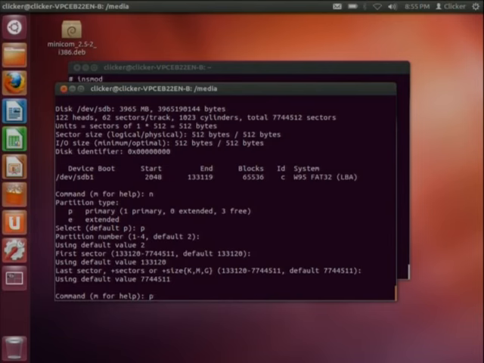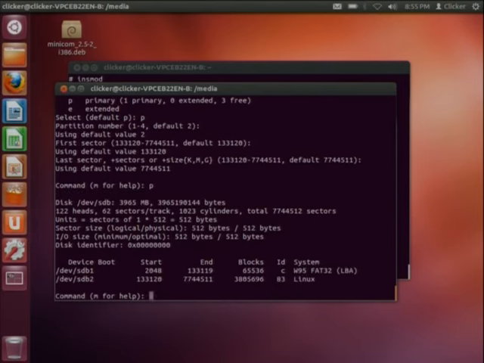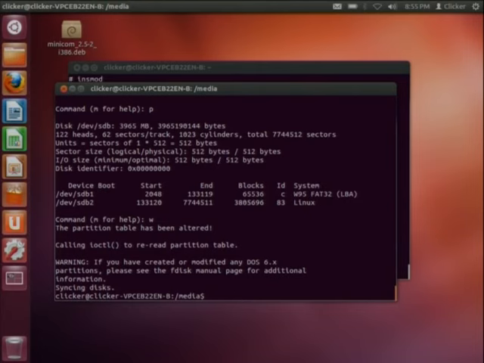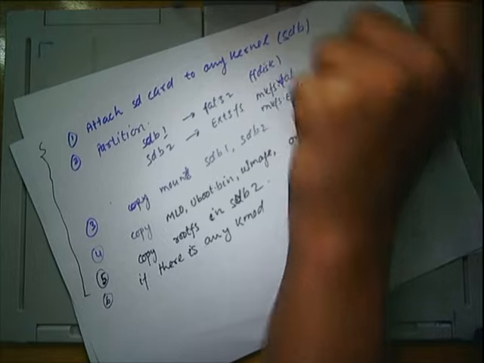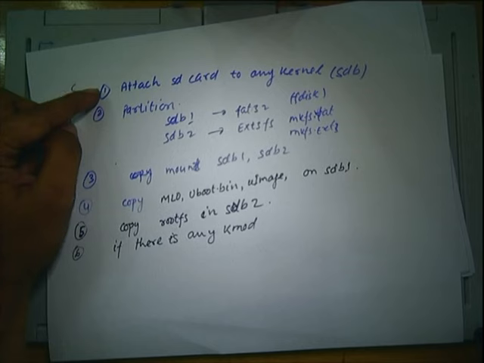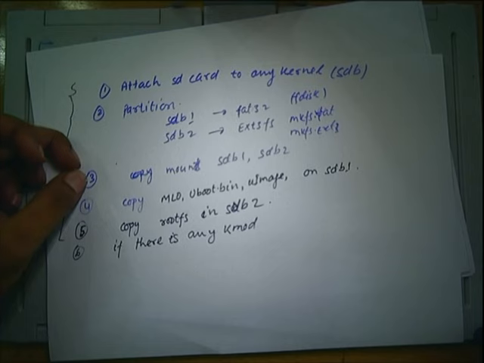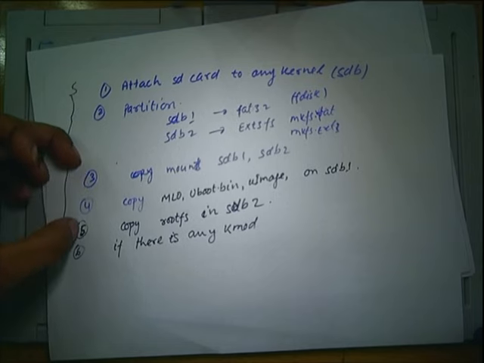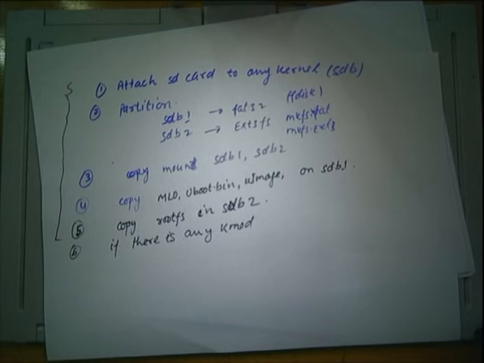And now I can list down, so we have created 2 partitions, SDB1 and SDB2. And now I am going to save this configuration. So saved it. Now if we look at this, we have done step 1 and step 2. Now we are going to perform step 3, 4 and 5.